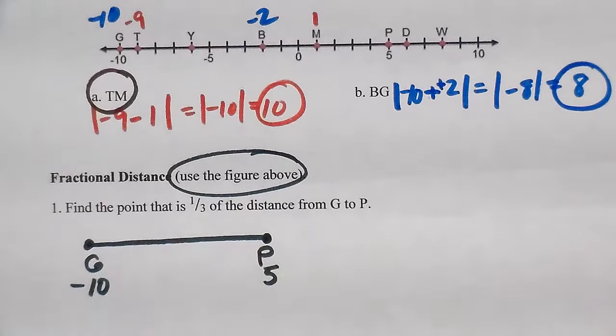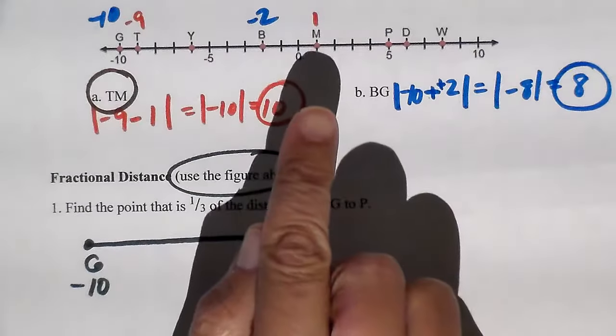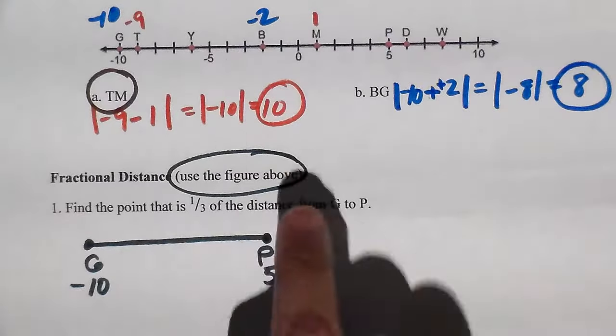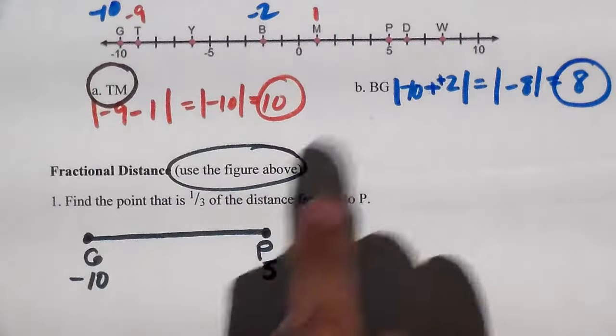the whole distance first. If you look at the picture that I've drawn here, I've located G and P already for you because they come from here. G was at -10 and P was at 5.